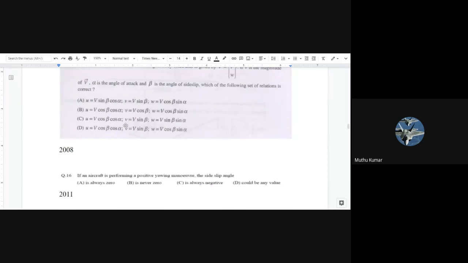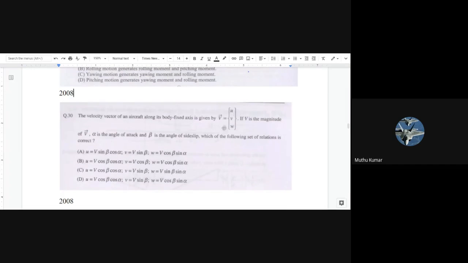So look at that. They have asked for the side slip formula. Velocity vector UVW. So if beta is this angle of side slip, they have asked a question to write UVW combining side slip and angle of attack. We just saw the syllabus, didn't we? In the syllabus, the first two words are angle of attack and side slip. Obviously it's there.